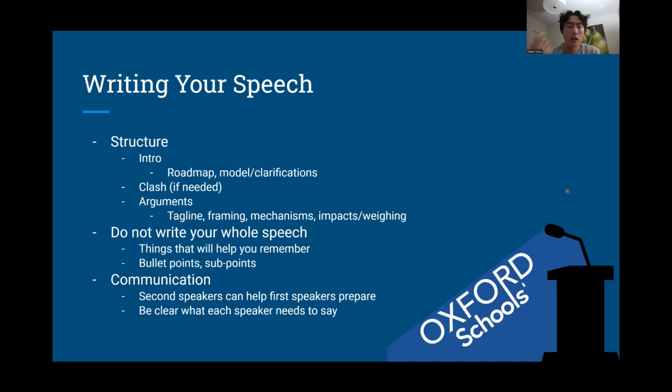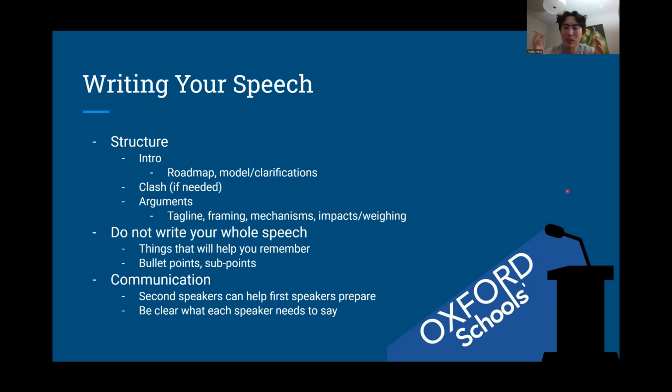And so you want to start building up towards bullet points or just sub points and minimizing how much you actually write, because it saves you time in prep time, and you can start to think of other things as well. Finally, on writing, when you're writing your speech, make sure to communicate.